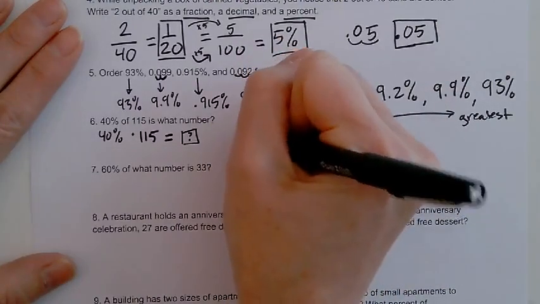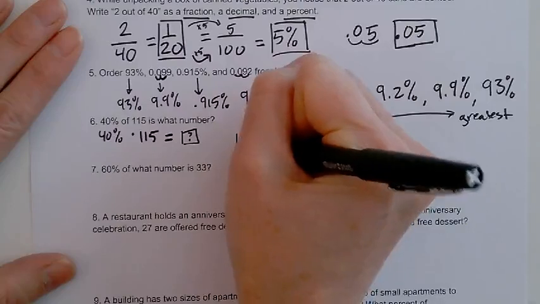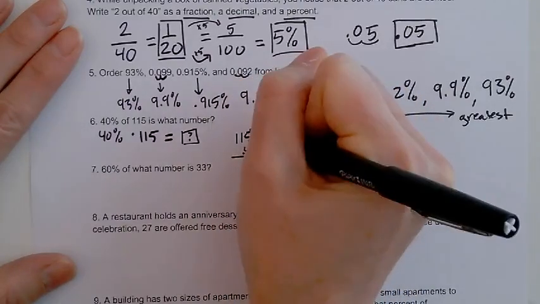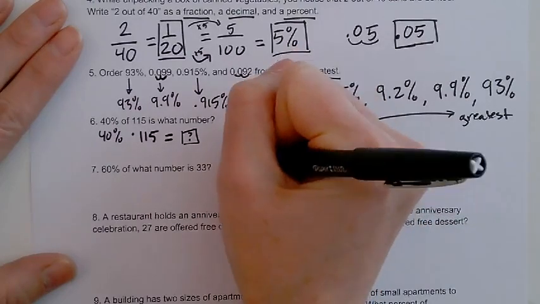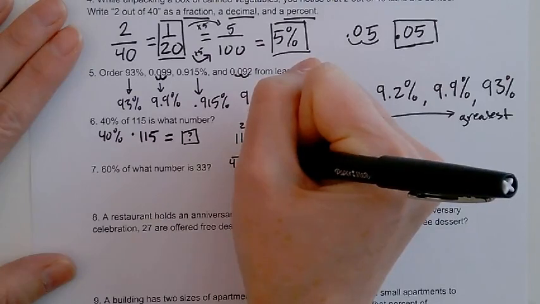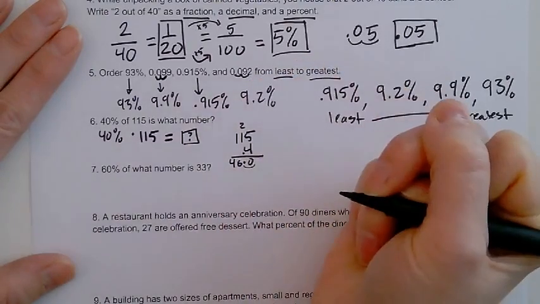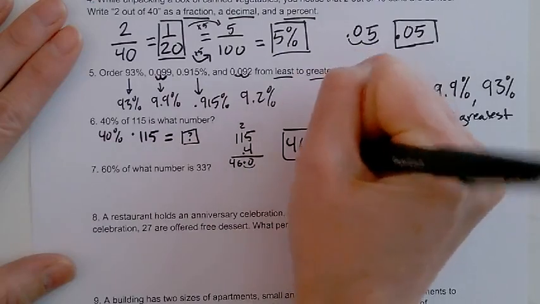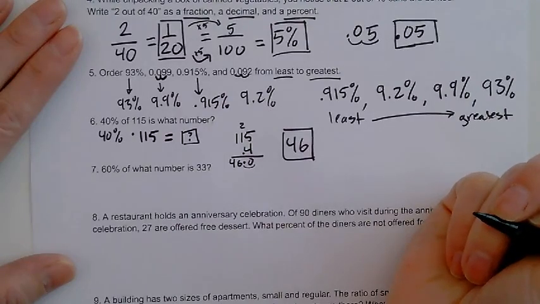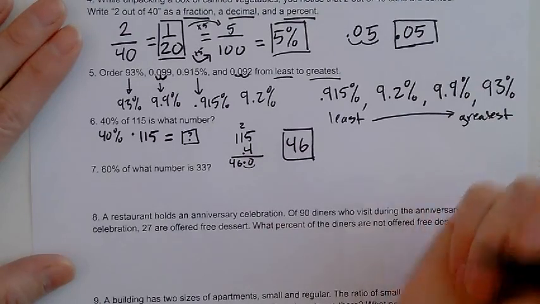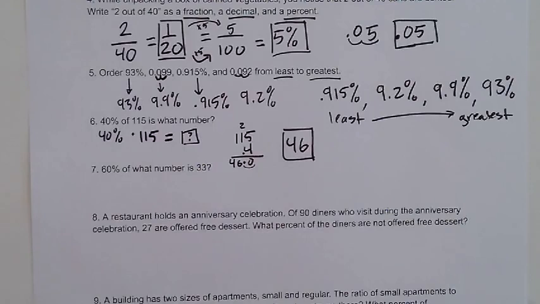So I have 115 times 0.4. 4 times 5 is 20. 4 times 1 is 4. 5, 6. 4 times 1 is 4. Now I got to move that decimal over. Boop. So 40% of 115 is 46. Is that a reasonable answer? Is 46 a little bit less than half of 115? Why, yes it is. So that's a reasonable answer. I'm going to stick to it. I'm also going to switch colors so these answers don't start getting mixed up.